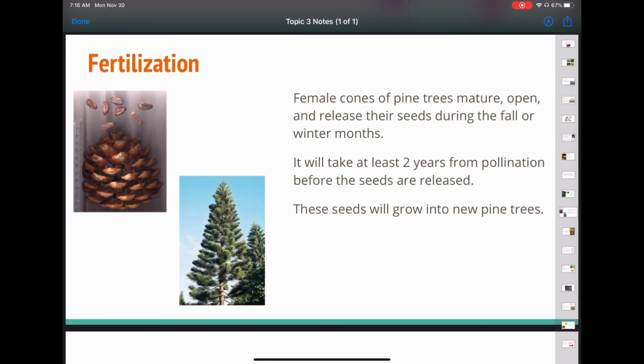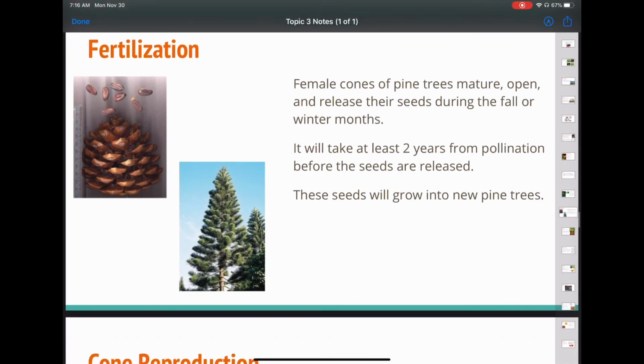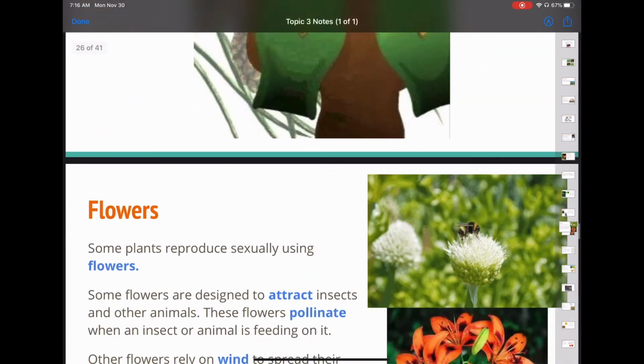So female cones of pine trees mature, open, and release their seeds during the fall or the winter months, but it takes at least 2 years from pollination before the seeds are released. Okay, and again, the heat from forest fires and things like that can also help open the cone. So this is a very slow process, and that's one of the things with sexual reproduction when you compare it to asexual reproduction. Sexual reproduction is very slow. Okay? It's slow in animals, it's slow in plants, comparatively speaking to asexual reproduction, which can happen very rapidly.